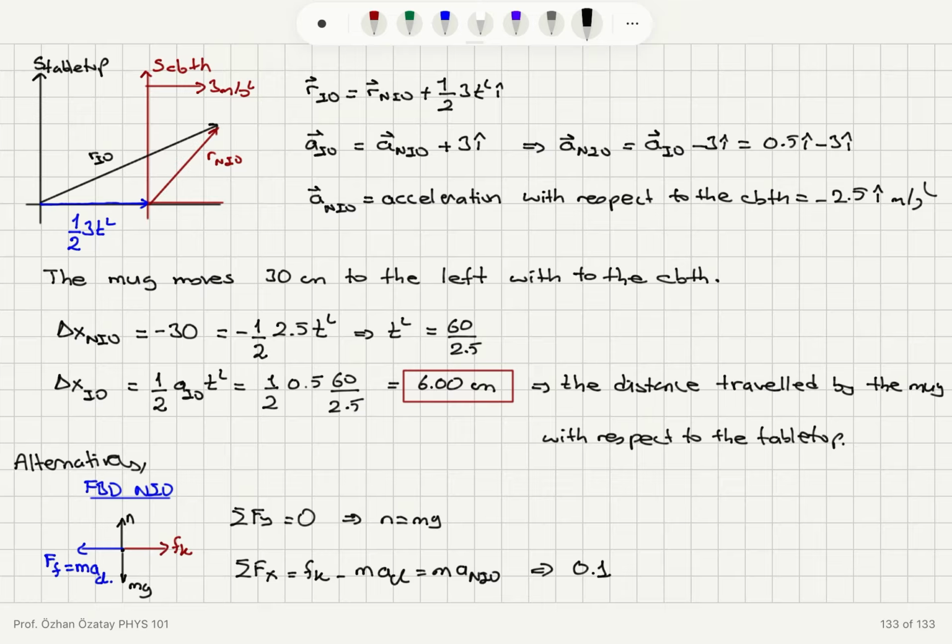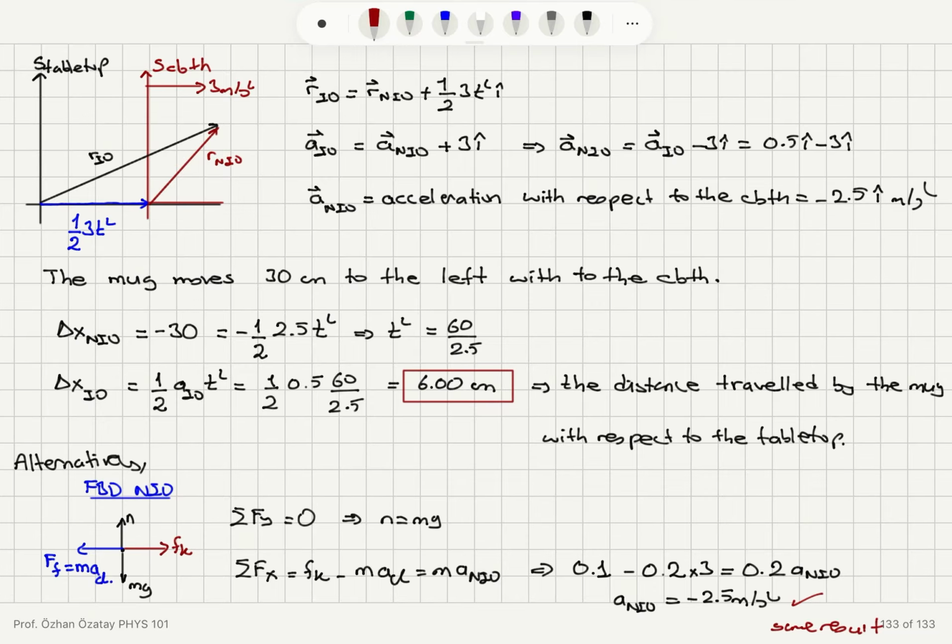The kinetic friction was 0.1 newtons, the mass of the mug is 200 grams, and the acceleration of the cloth is 3 meters per second squared. This is 0.2 times the acceleration reported by the non-inertial observer, and the acceleration reported by the non-inertial observer is minus 2.5 meters per second squared. So I have the same result obtained using this alternative approach.